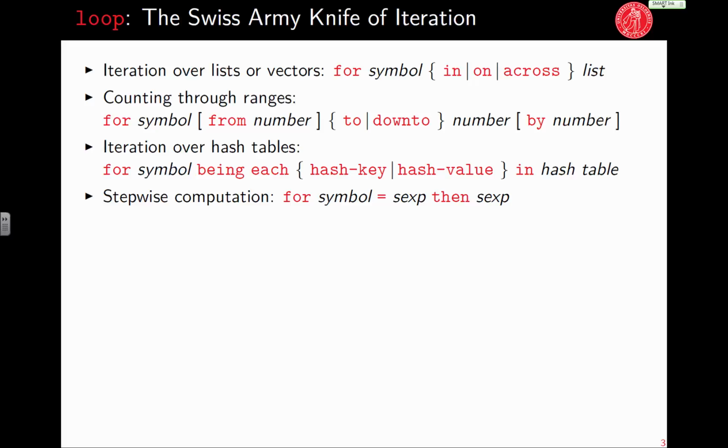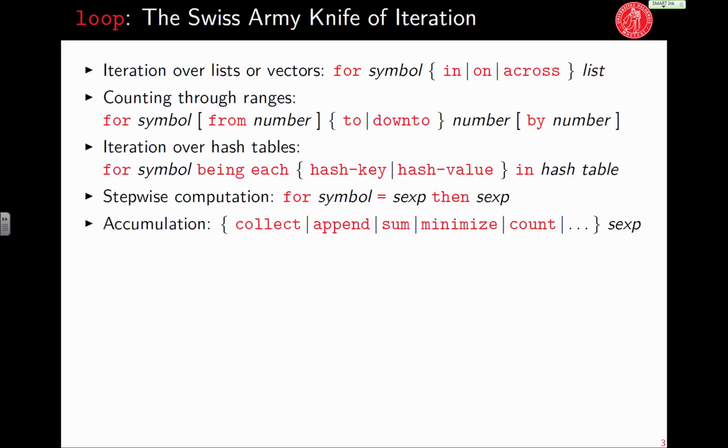I can have local variables that I compute using arbitrary expressions in each iteration step. For variable equals something. The S expression is evaluated. Its value will become the current value of symbol in the current iteration step. That's the initialization first step. All subsequent steps will use the then clause. It's optional, so if there's no then it will always use the equal.